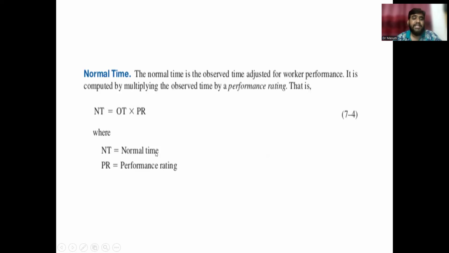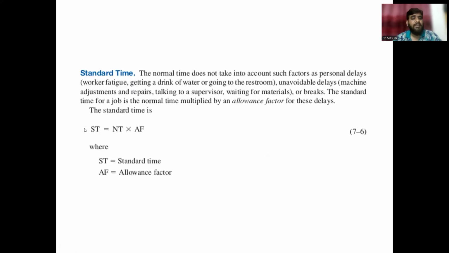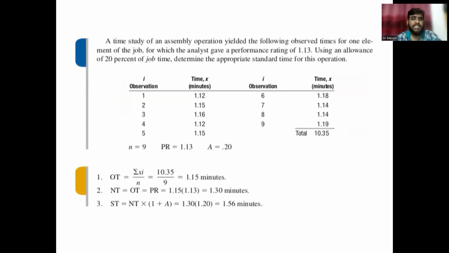And after getting the normal time, don't you think there are some other allowances or problems in the factory? Raw material crisis, machine breakdown, employees going to the washroom. So maybe there is around 10% allowance. So you will add back that allowance. So normal time plus allowance is known as the standard time. So this is an example.